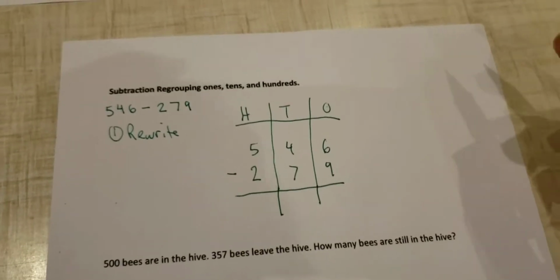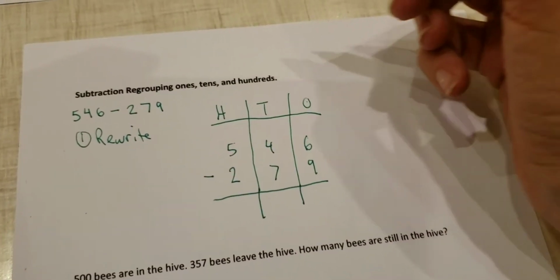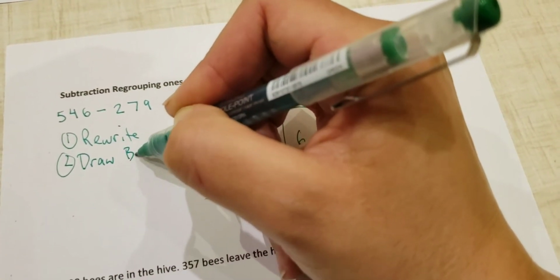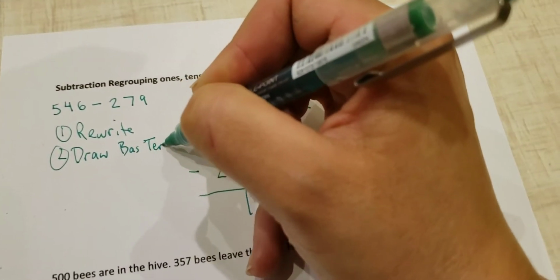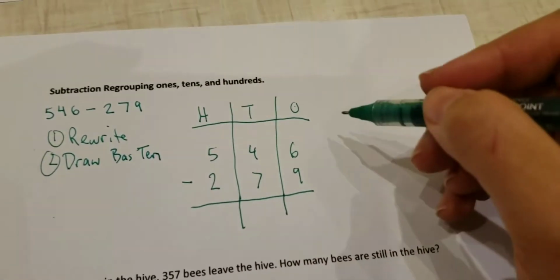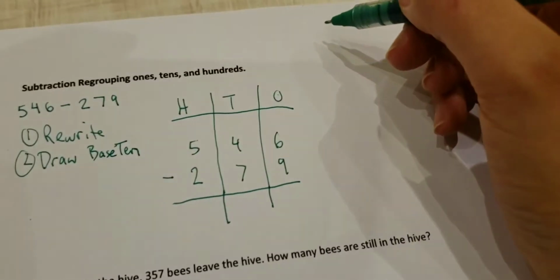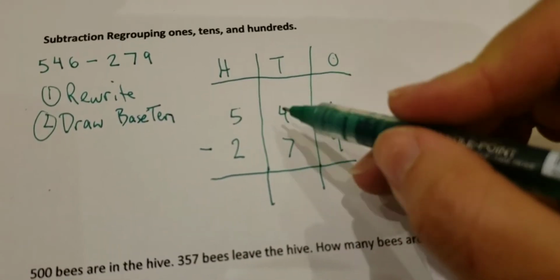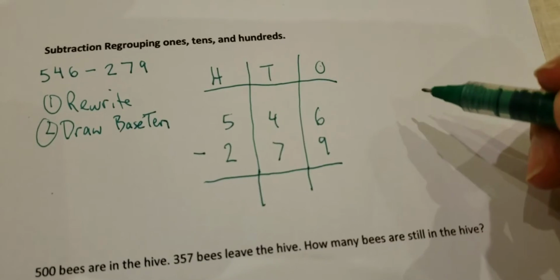Now we need to draw a base 10 just to make sure that we subtract correctly. It's a great way to check our work. Okay, base 10. Okay, so we're going to draw this. Only the top number, not the bottom number, because this is subtraction.